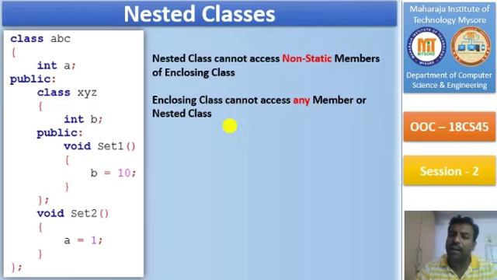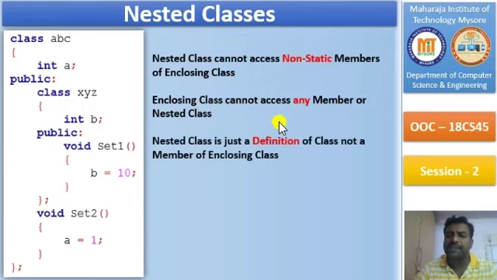A nested class has a privilege where it can access non-static members, but that is not the case for the enclosing class. Enclosing class even cannot access the static data member of a nested class. So nested class is just a definition of a class. That means when I put class XYZ or define something like this, now this is just a definition. It is not the member of the class ABC. It is just a definition of class XYZ.